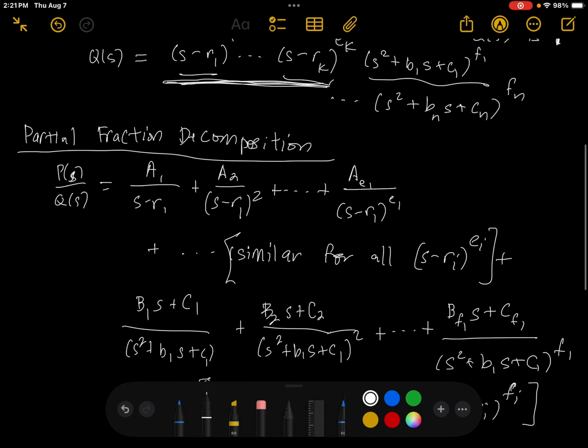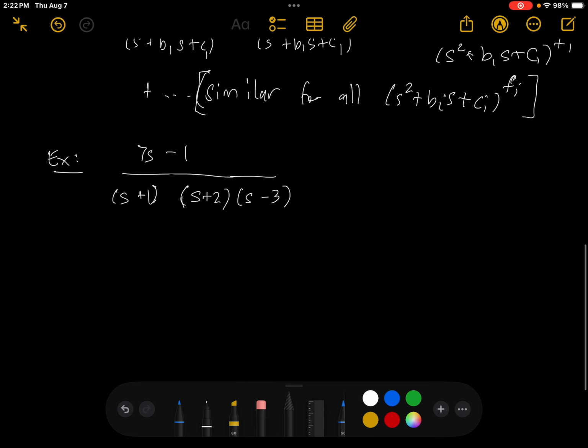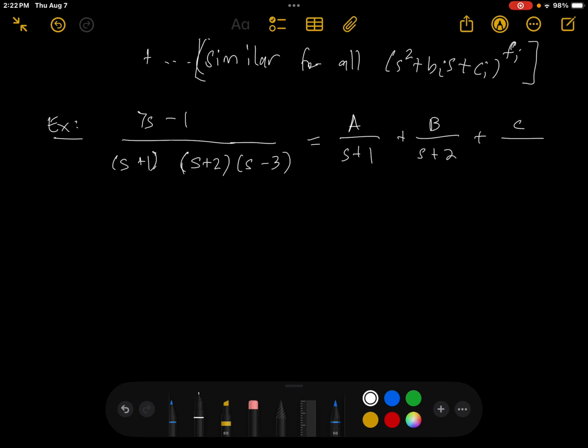So the theorem says, where's the theorem? It says your E1, E2, and E3 are all 1. And so what you're going to get is just this A1 over s minus r1. You don't have an s minus r1 squared. And you're going to get an A2 over s minus r2 and an A3 over s minus r3. So you can write this as A over s plus 1 plus B over s plus 2 plus C over s minus 3.